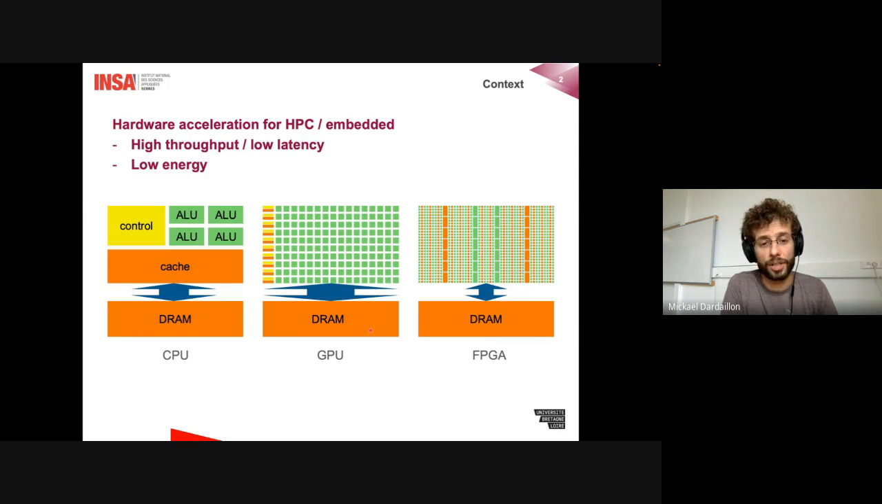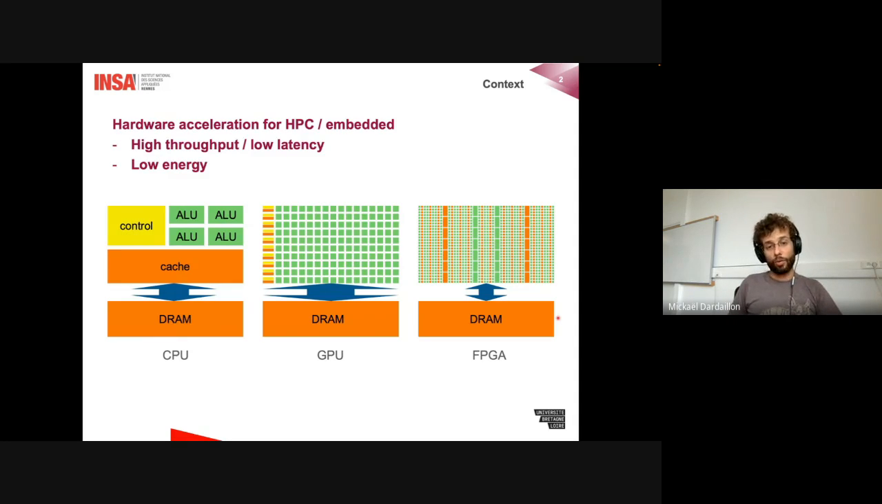What is the main difference with GPU is usually we get a much smaller bandwidth to the DRAM. So we're going to have a real bottleneck here if you want to exploit all the resources which are on our FPGA. That's a very, very high-level point of view of the FPGA compared to other architectures.